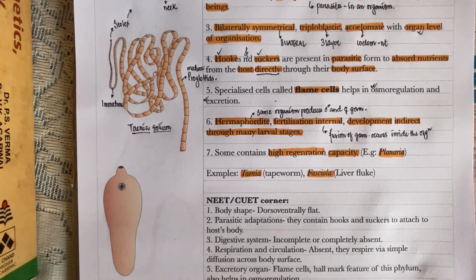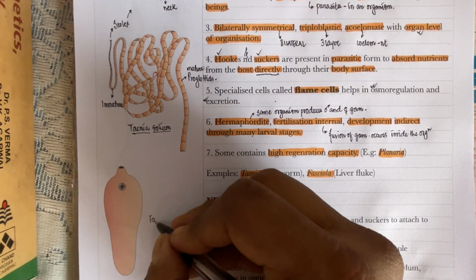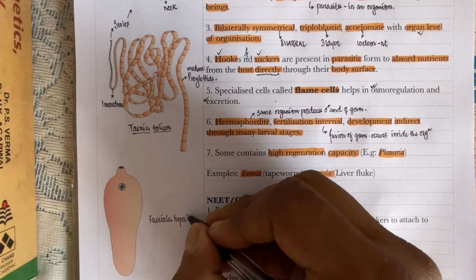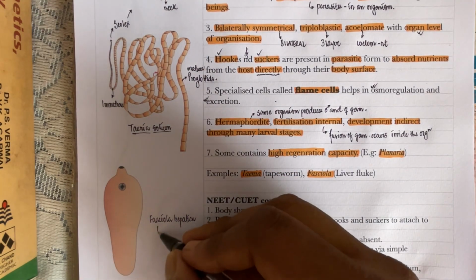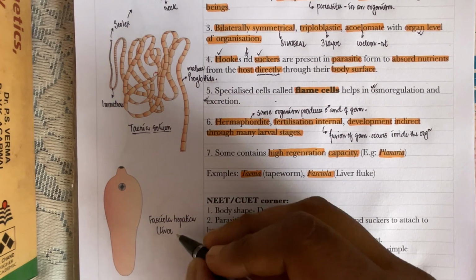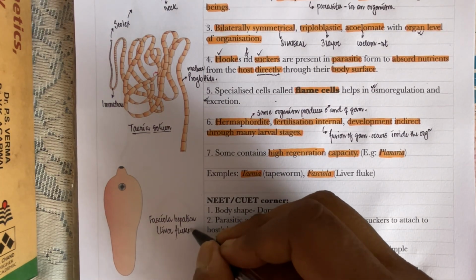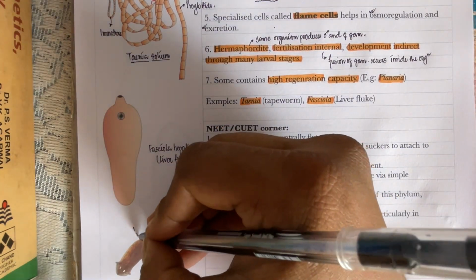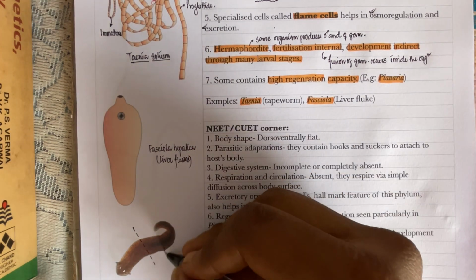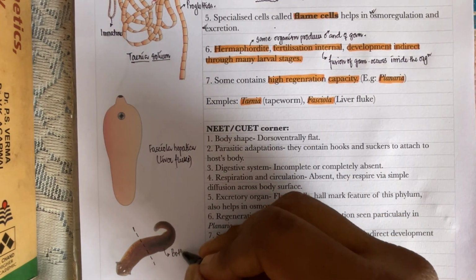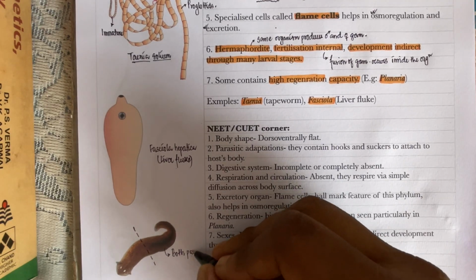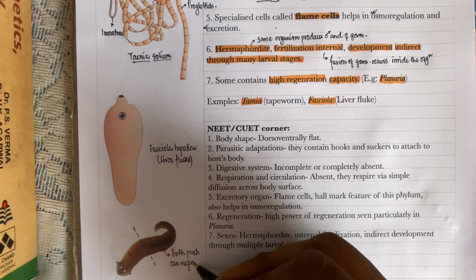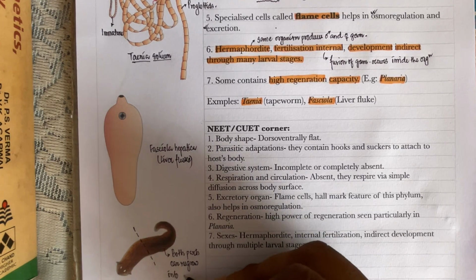Another example is this one. This is a classical example of Fasciola hepatica. In common terms, they are called liver fluke. And the last example is the one which can regenerate itself. That means if you cut the organism from the middle, then both parts can regrow into a complete organism.